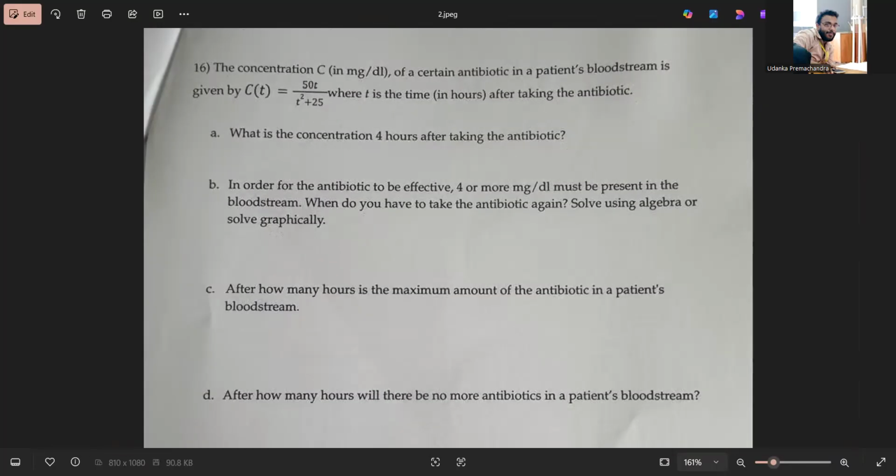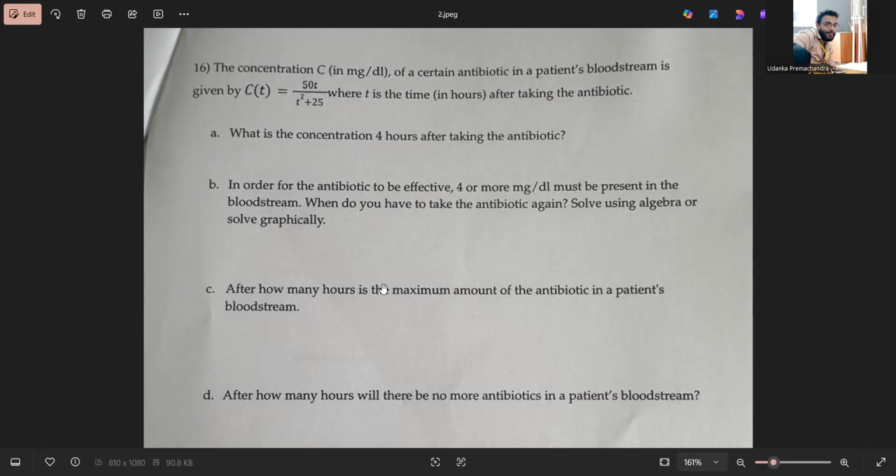The given question is something different. Compared with the previous question, this question may be a little bit harder. They give the concentration C in milligrams of a certain antibiotic in the patient's bloodstream by this equation, where T is the time in hours. What is the concentration 4 hours after taking the antibiotic?